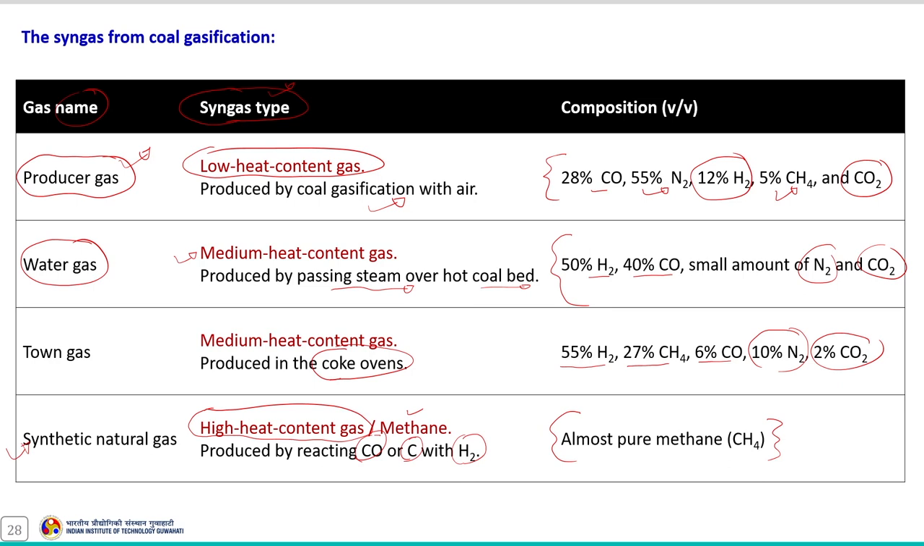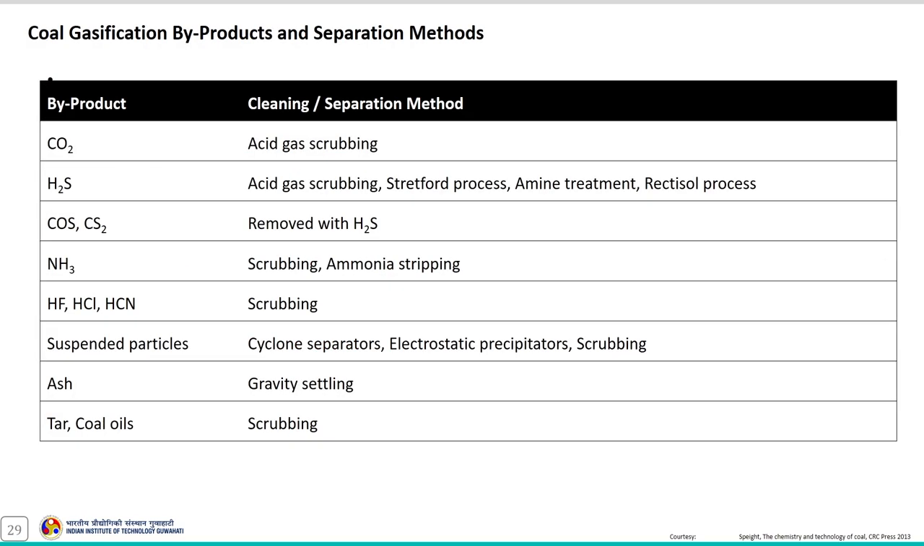So, as we discussed before, the syngas, that is a synthetic gas produced during this coal gasification process, consists of traces of other gases. Apart from that, it also contains certain other impurities which need to be removed before further use, and for that different cleaning and separation methods need to be used to separate out these pollutants and traces of other gases from these different gases.